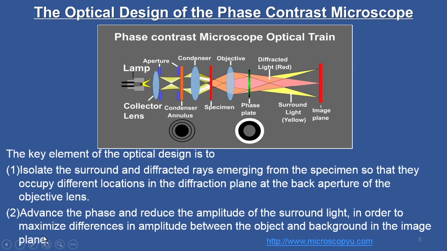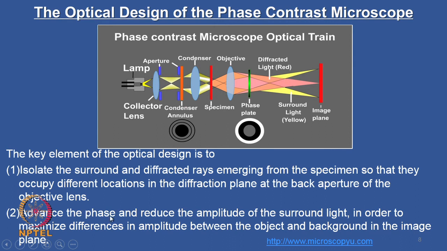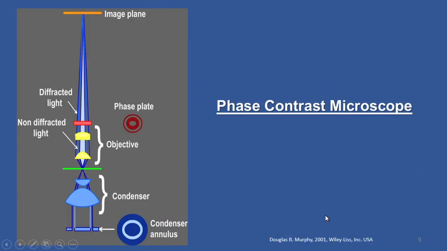So, what the phase plate is doing is either advancing the phase or reducing the amplitude. If you look at the earlier schematic, the phase object was not producing contrast under bright field illumination because the amplitudes of the S and D waves were almost similar. That is why the phase plate has to advance the phase and reduce the amplitude of the surrounding light in order to maximize the difference in the amplitude between the object and the background in the image plane. So, let us see how it is done.